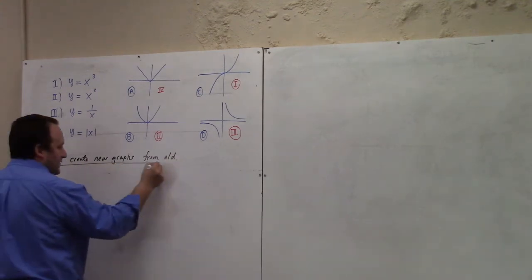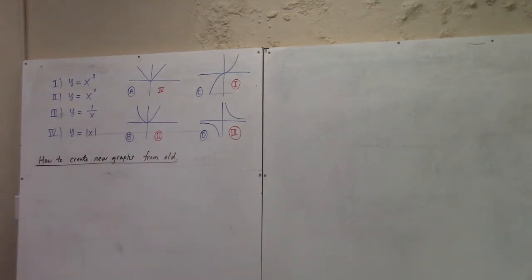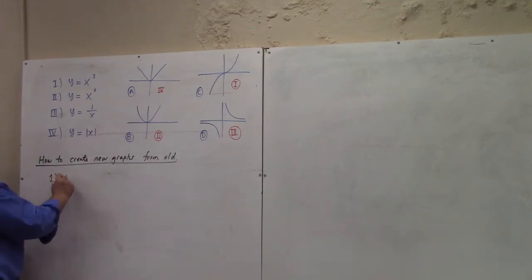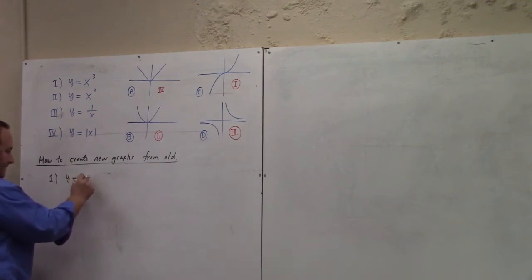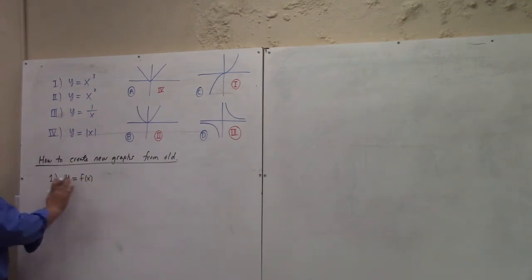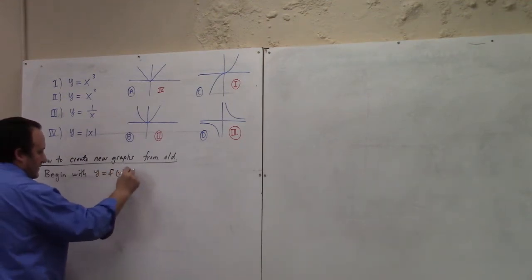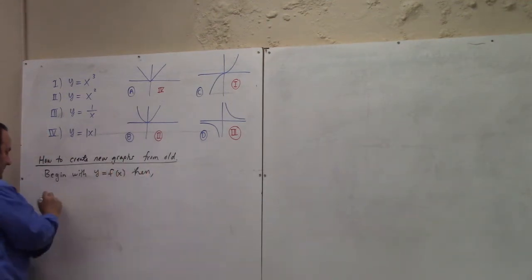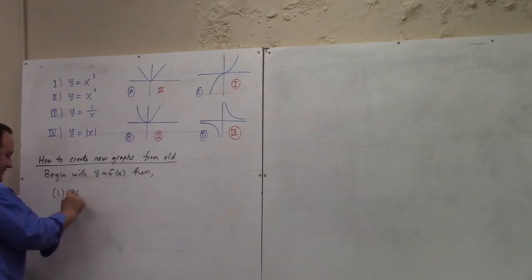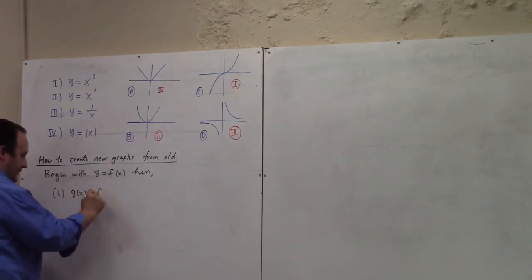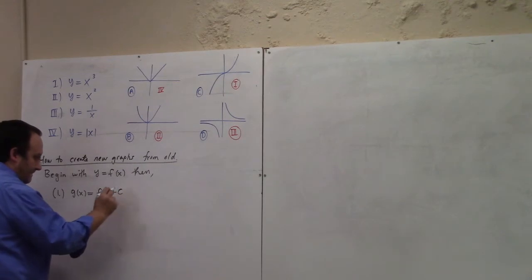So there's just a few basic operations we have, all right? So let me start making a list here. Number 1, we can take y equals f of x. And actually, each one of these, let me just say, begin with y equals f of x, then number 1, g of x equals f of x plus c.